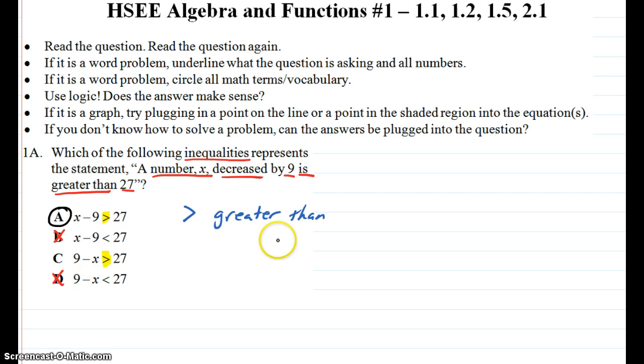So now that you've done this one, try 1B, mark the question, show a little bit of work, and then move on.